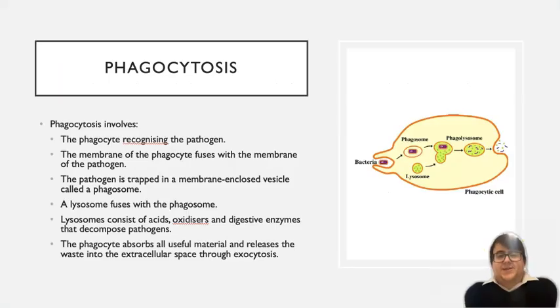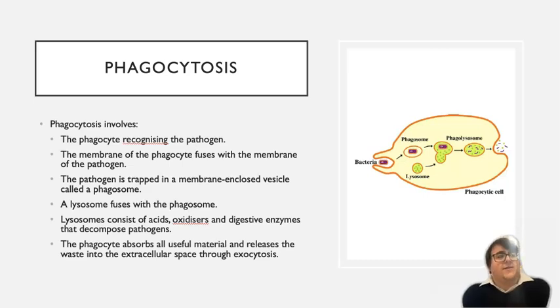Two more slides left for this. So going into that process, we've talked about phagocytosis quite a bit. As I said, phagocytosis literally means cell eating. There's also another term called pinocytosis. We looked at both of these a little bit in the cells topic. Phagocytosis occurs when the phagocyte recognizes a pathogen, the membrane of that phagocyte fuses with the membrane of the pathogen, and the pathogen then becomes trapped inside a vesicle inside the phagocyte. That membrane-enclosed vesicle we call a phagosome.